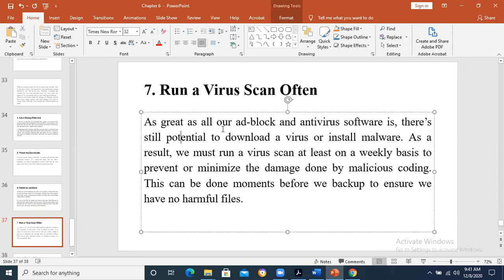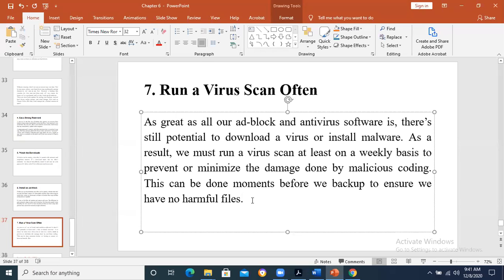As great as our ad block and antivirus software is, there is still potential to download a virus or install malware. As a result, we must run a virus scan at least on a weekly basis to prevent or minimize the damage done by malicious code. This can be done moments before you back up, to ensure we have no harmful files.